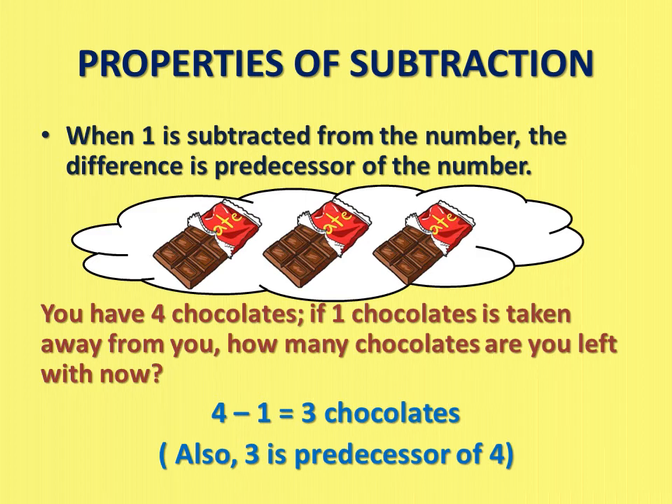Now in property 2, when 1 is subtracted from a number, the difference is the predecessor of that number. Suppose you had 4 chocolates. Now if one chocolate was taken away from you, how many chocolates will you have now? You will have 3 chocolates, as 4 minus 1 is 3. Now you also know 3 is the predecessor of 4, as 3 comes just before 4. So whenever you subtract 1 from any number, the answer of that difference is always the predecessor of that number.